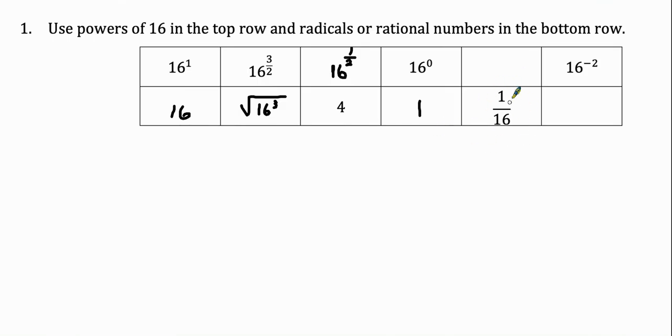1 over 16, well, this is where we get into negative exponents. So here, 1 over 16 is actually 16 to the negative first power. Remember, negative exponents, if I've got anything to a negative power, like 16 to the negative fifth power, that is just 1 over 16 to the positive fifth power, right? So that would apply here as well. If I've got 16 to the negative second, that would just be 1 over 16 to the second power.